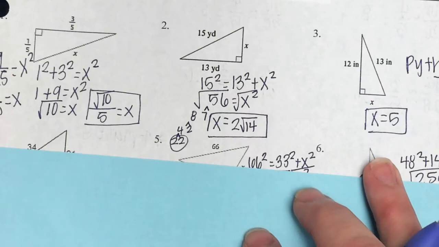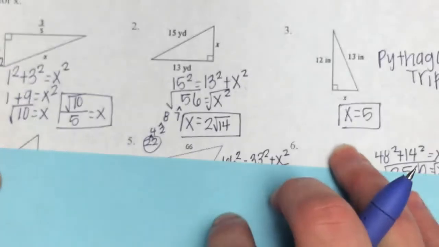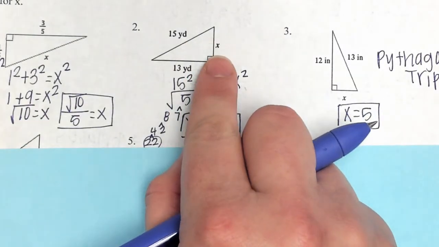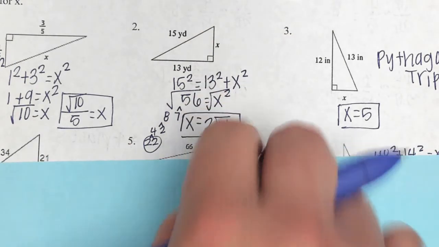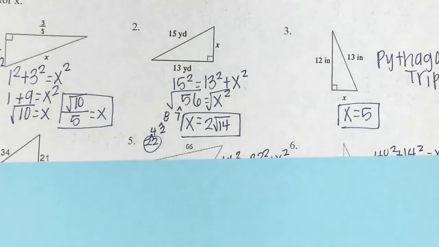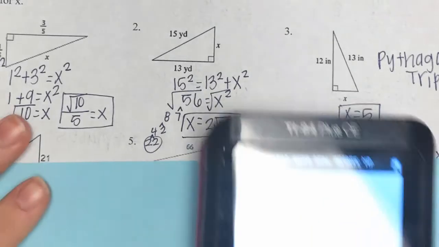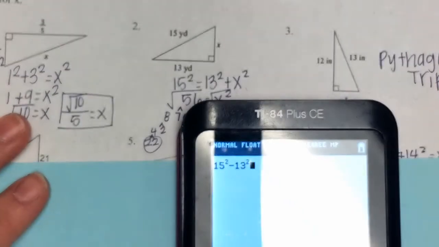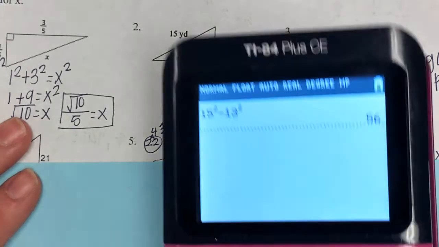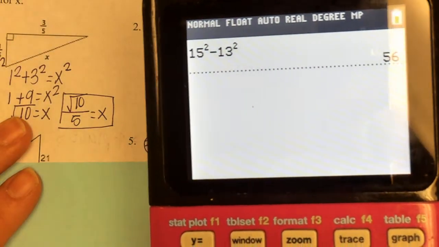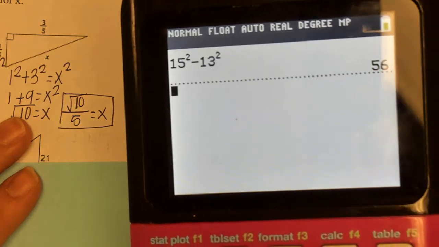Okay, number 2, 15 was our hypotenuse, and 13 was one of the other sides, and x was another side. So I take it straight into my calculator, and I just plug in 15 squared minus 13 squared, like this. 15 squared minus 13 squared. And that's how I got 56. So that's how I kind of skipped that step right there.